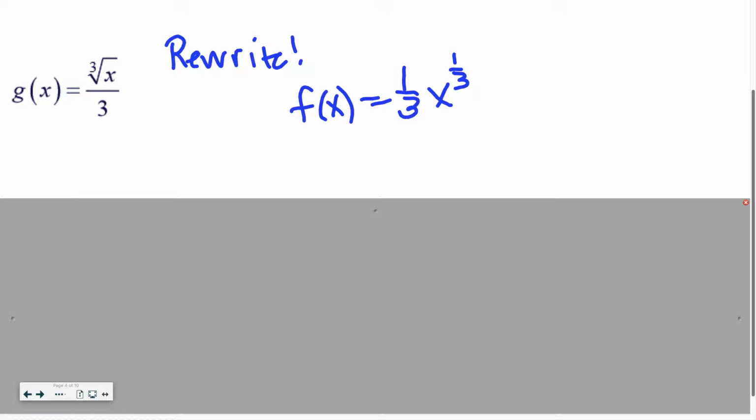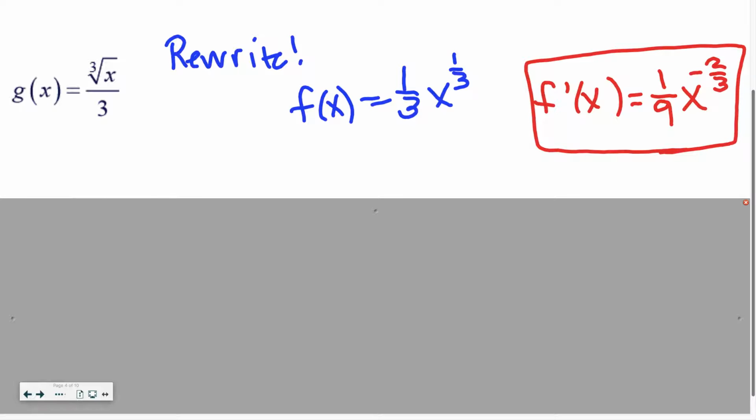Okay, so now we can take our derivative to be 1/9 x to the what power? Very good, -2/3. We subtract our power by 1. So 1/3 minus 1 would be the -2/3. And you don't have to rewrite it. You can just leave it like this. I'm fine with negative exponents. We don't have to rationalize or do anything like that. Just leave it.